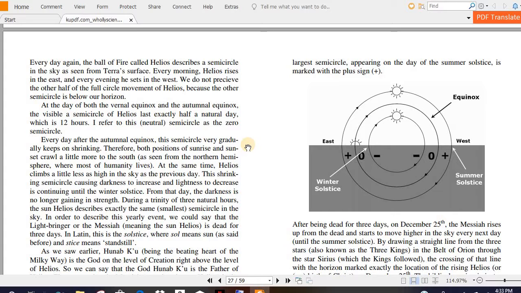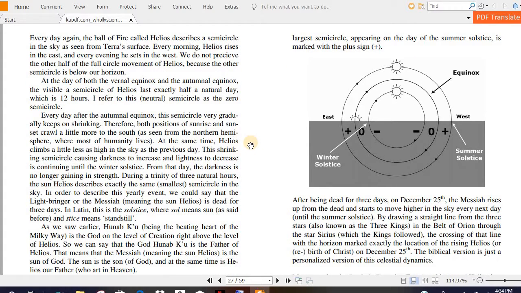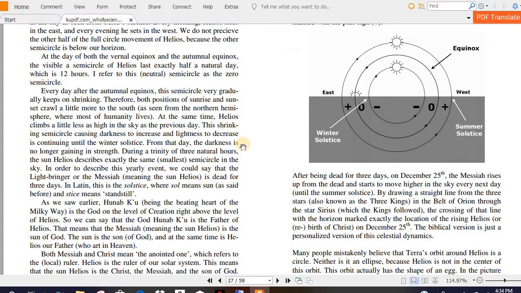As we saw earlier, Hunabku, being the beating heart of the Milky Way, is the God on the level of creation, right above the level of Helios. So we can say that the God Hunabku is the father of Helios. That means that the Messiah, meaning the son Helios, is the Son of God. And at the same time is Helios, our Father who art in heaven.